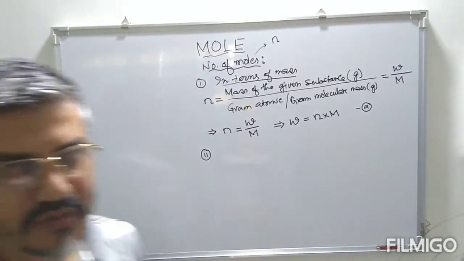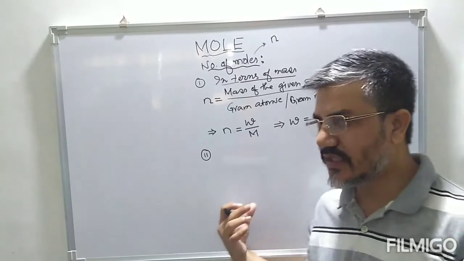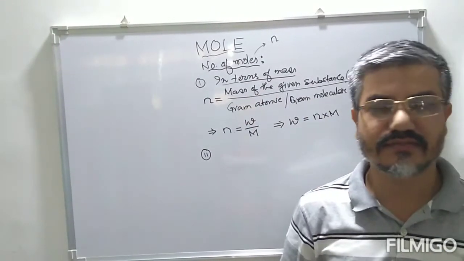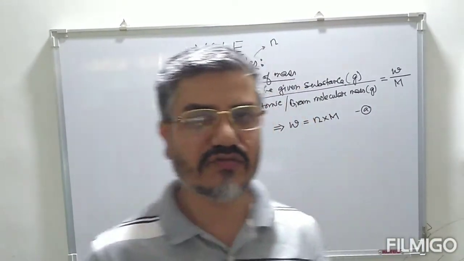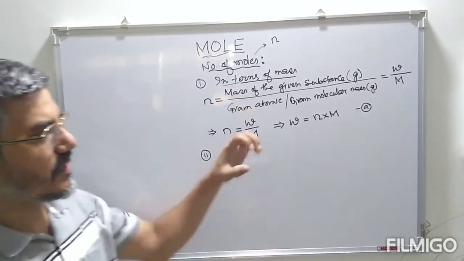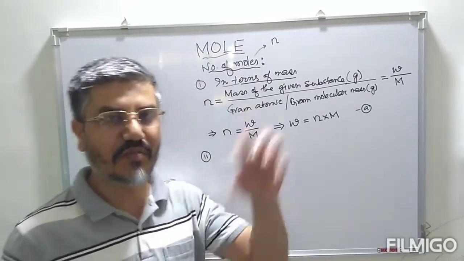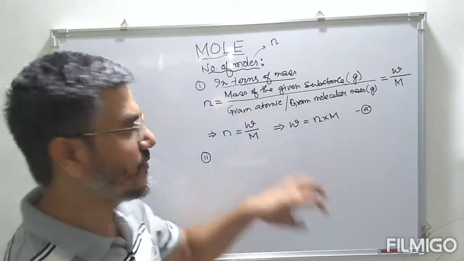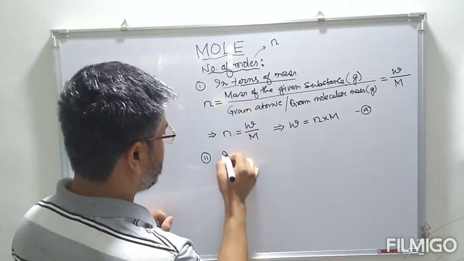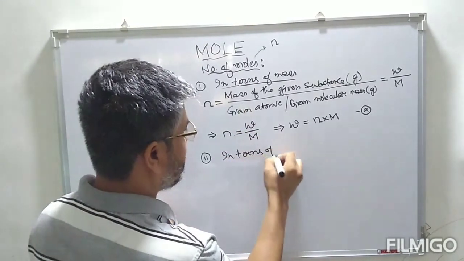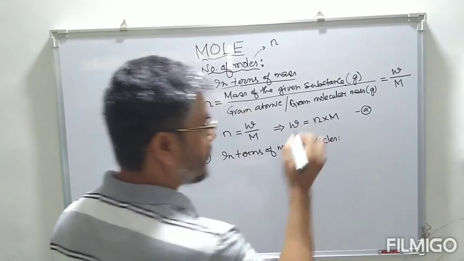Second is, in many problems, instead of giving the mass, questions may say a given sample contains some particles, 5 particles, 10 particles or 50 particles. Then what is the number of moles equivalent to these particles? In such problems, we cannot use the mass because mass is not given. So what we have to use is the number of particles present in the sample. So we have to define this number of moles in terms of the number of particles.